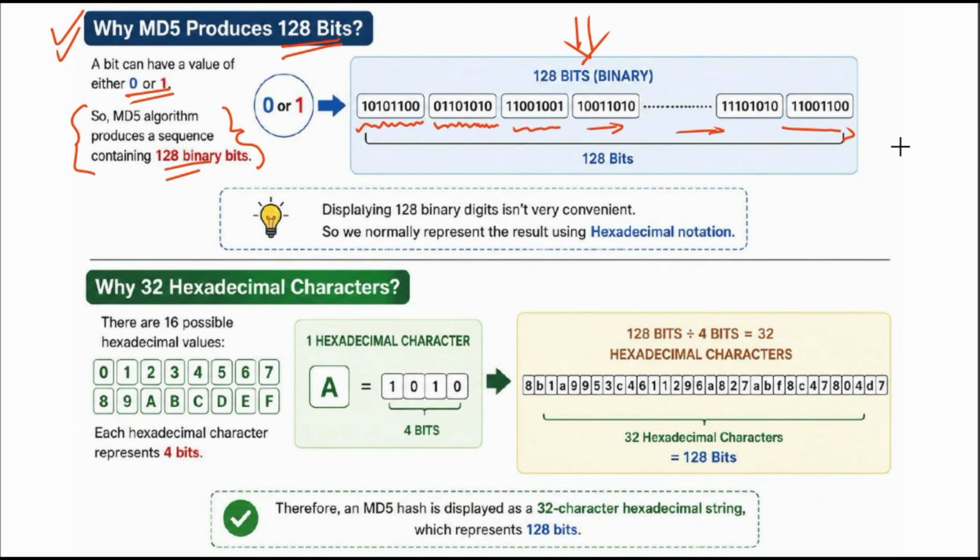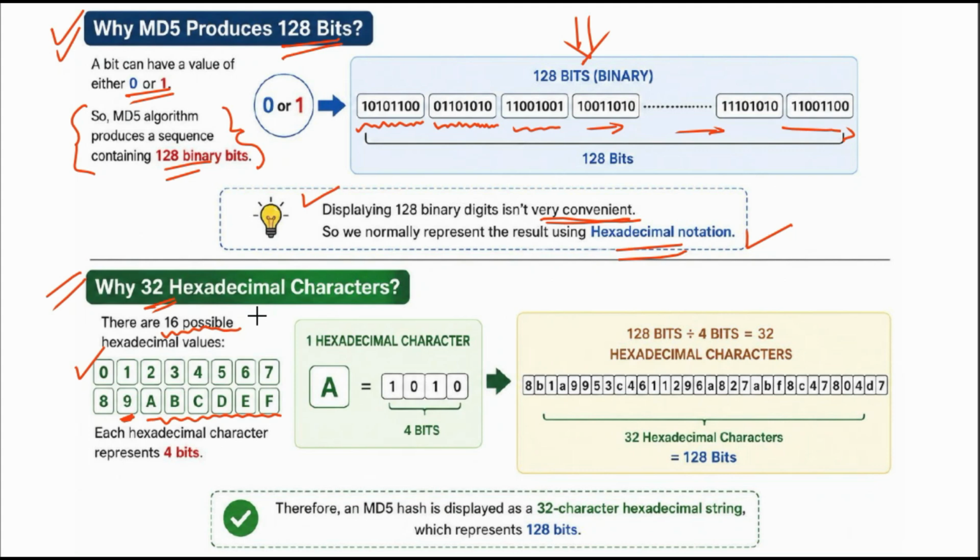But displaying 128 binary digits isn't very simple or very convenient. So we normally represent the result using hexadecimal notation. You might further ask, why 32 hexadecimal characters? Because there are 16 possible hexadecimal values, which start from 0 to 9, which covers the numerical, and alphabets you have A to F. So if you count 0 to F, that are a total of 16 possible values we have in the hexadecimal characters.